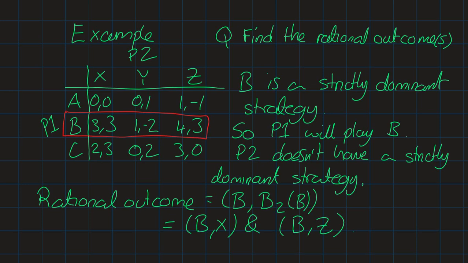Before I finish, I just want to reiterate one fact about rational outcomes, and it's very important. It's this idea that everywhere I've been writing the word strictly. You can't talk about rational outcome with weak dominance. It's essential that it's a strictly dominant strategy. If it's just a weakly dominant strategy, then you can't talk about this rational outcome.